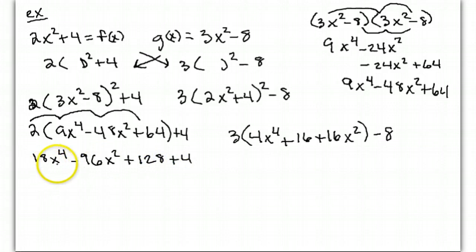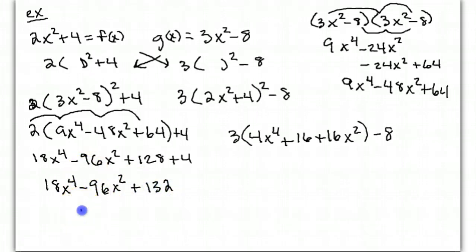So since you had x to the 4th and x squared, these are terms that you don't have any other terms for, so you bring them down. But you do have to add the 128 and the 4 since they're just like terms, and that gives you a 132. Since this is under f, this will be FOG.